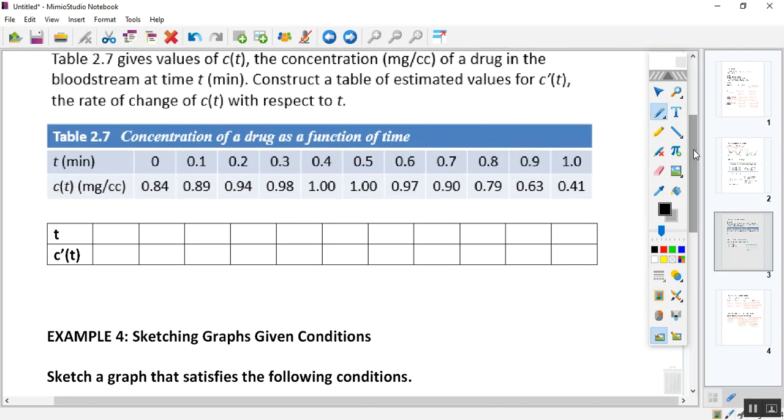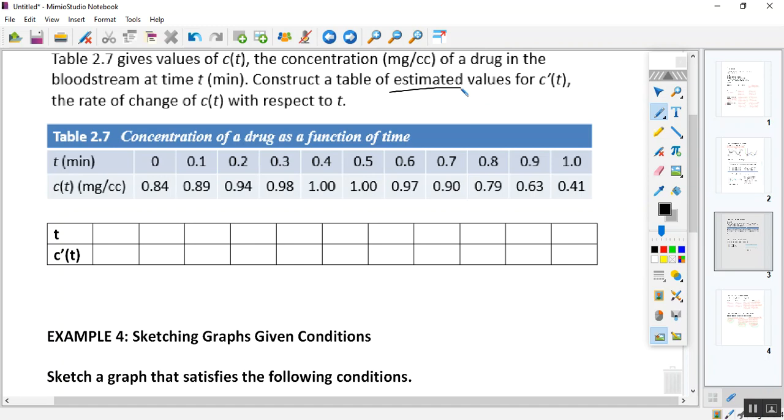Okay. So this table 2.7 gives values of the function C of t, the concentration in milligrams per cubic centimeter of a drug in the bloodstream at time t. It says construct a table of estimated, this is a biggie, estimated values for what? For C prime of t. So we're going to be looking at slopes, right? Here's what I'm going to do. I'm just going to go from point to point.